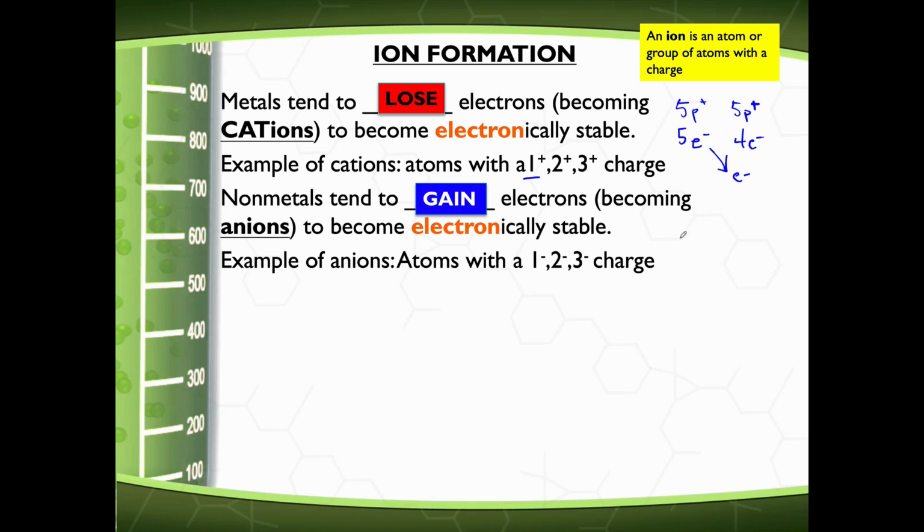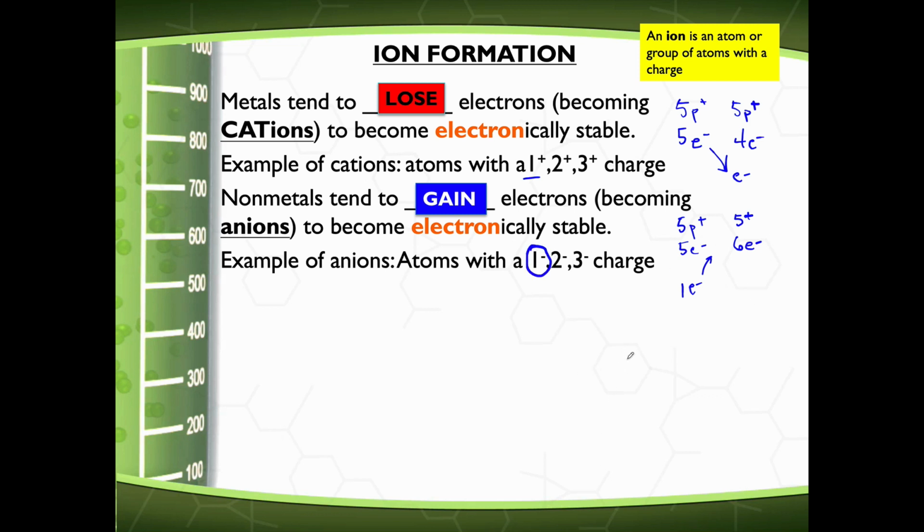All right, so again, it sounds kind of weird. How can I gain something and have a negative charge? Well, let's go back to our scenario where you have 5 protons and you have 5 electrons. Someone gives you an extra electron, and now you have 6 electrons. You have 6 negative charges, and I have 5 positive charges. So what's negative 6 plus a positive 5? It's negative 1, and that's how you'd get a 1 minus charge.